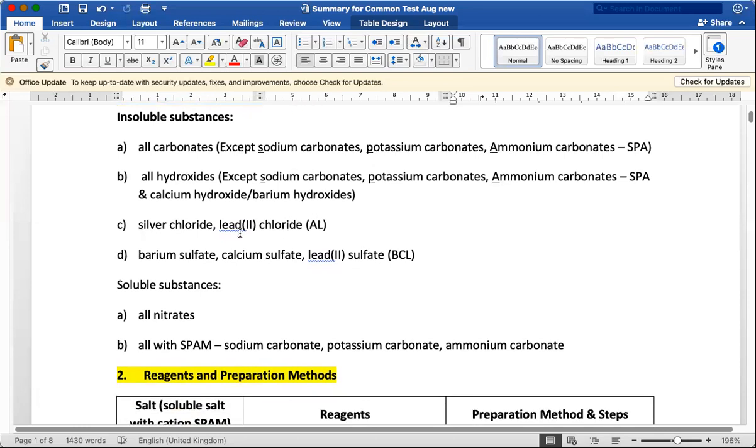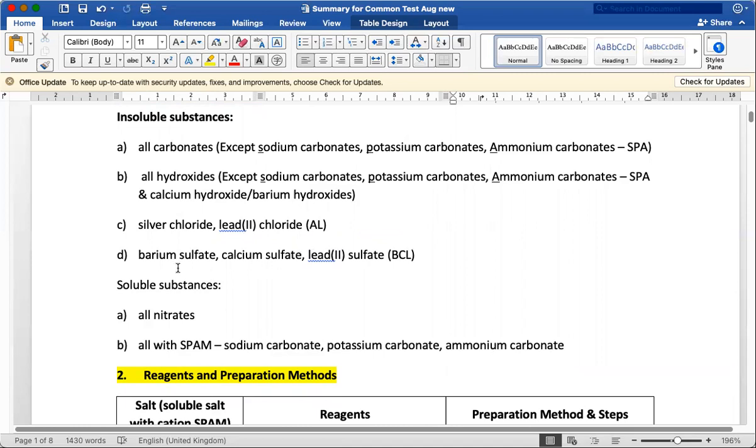Then we have the chlorides. This also applies to iodide and bromide, because they are in the same group, halogens. Now, silver and lead 2 chloride are the two insoluble substances. The rest of the chlorides are all soluble. So the way to remember this is AL, chloride. A stands for silver, L stands for lead.